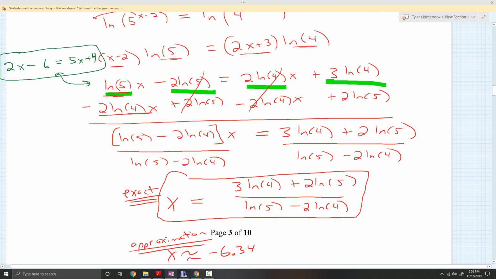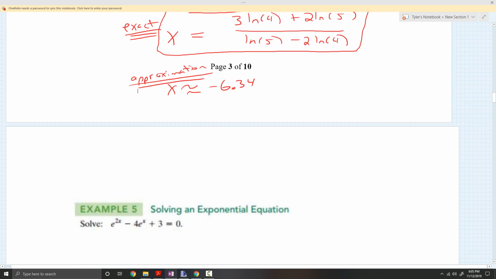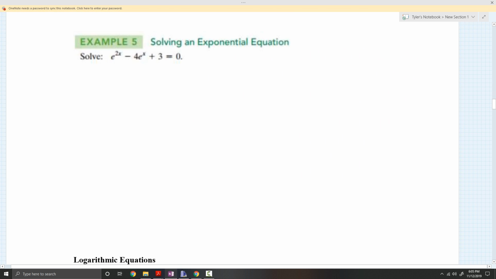All right, so that one might seem a little intense. I think the tricky part is just the notation. So you want to make sure you practice that.